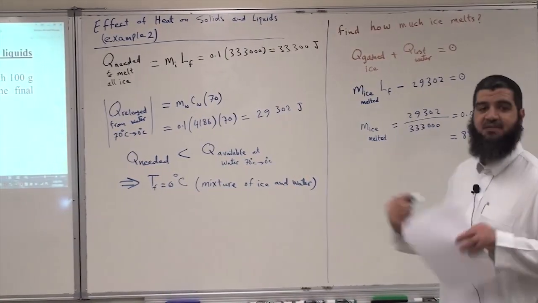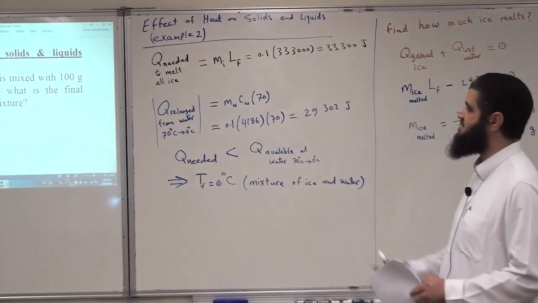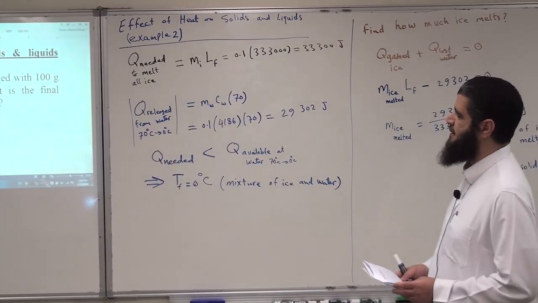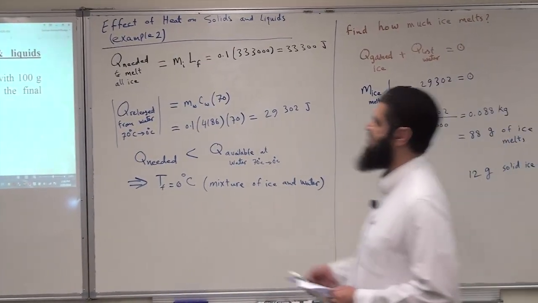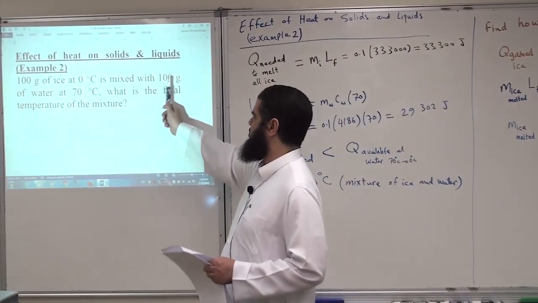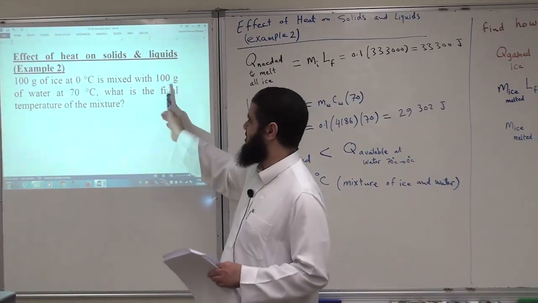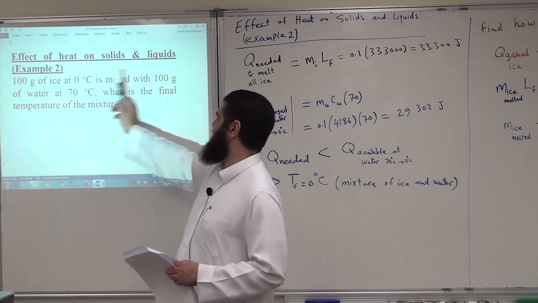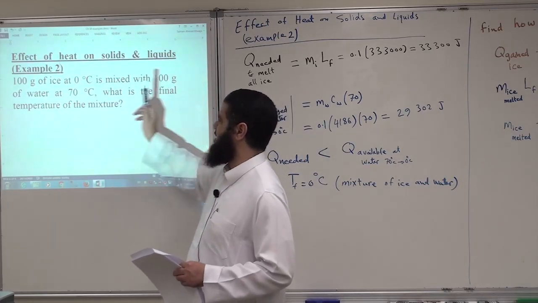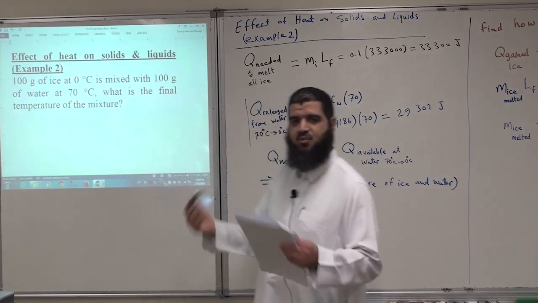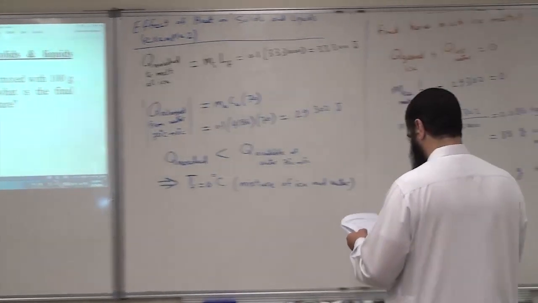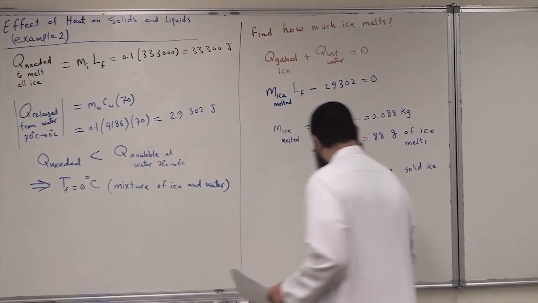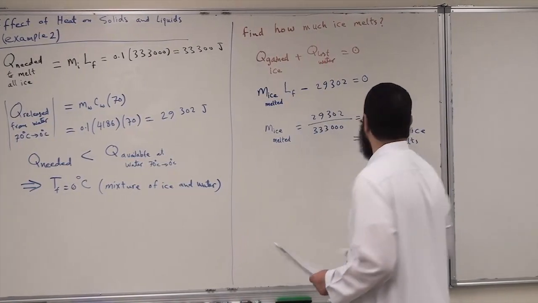Let me elaborate even more and change the question now and say, rather than having 100 grams of water, we have 200 grams of water. So the same amount of ice at the same temperature. Now I have 200 grams of water at 70 degrees C. What will be the final temperature? Let me do it on this side here.